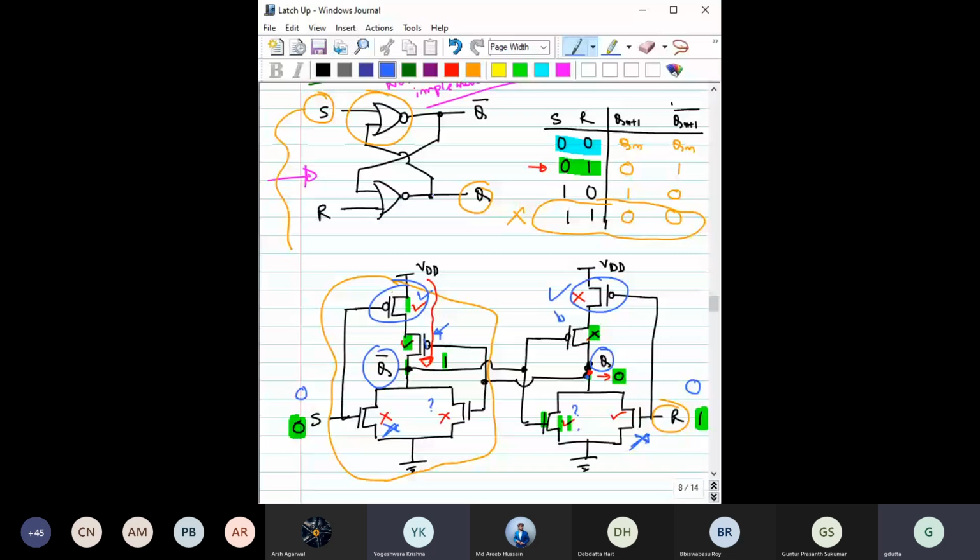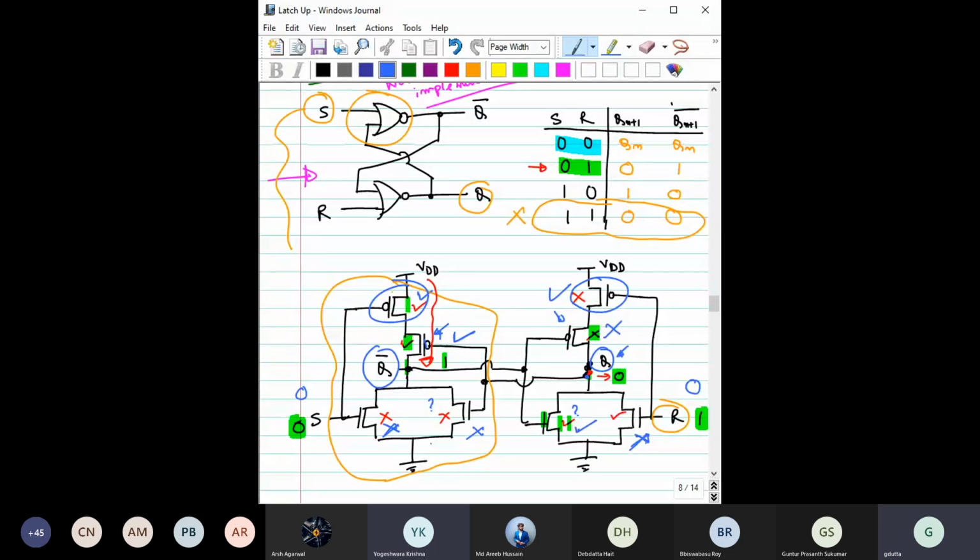Because we now have to see what was the charge that is stored here, or what was the voltage that this Q was holding earlier. So earlier Q was holding the 0 value. So that makes this transistor on, that makes this transistor on, right? And this transistor off. The Q bar was holding 1. So this Q bar would make this transistor off and this transistor on, right?